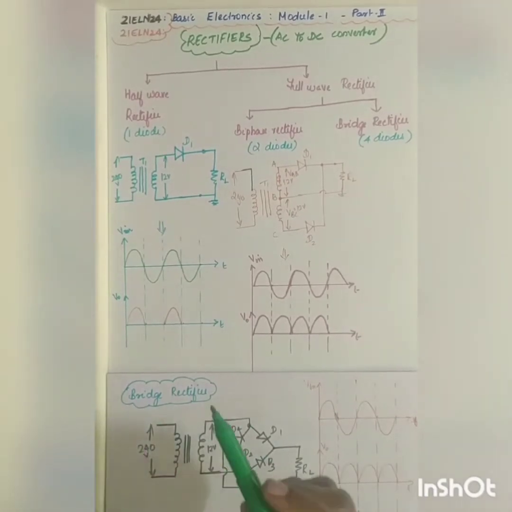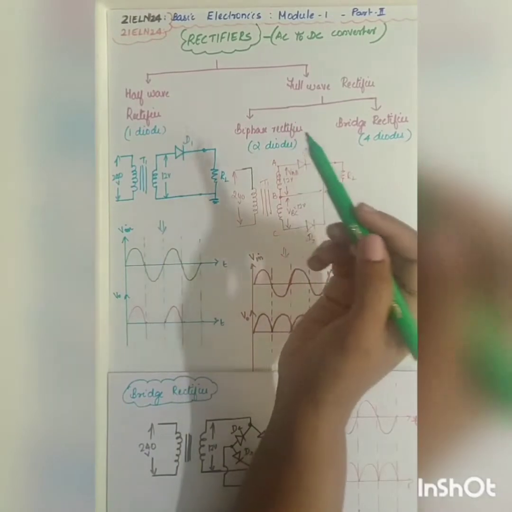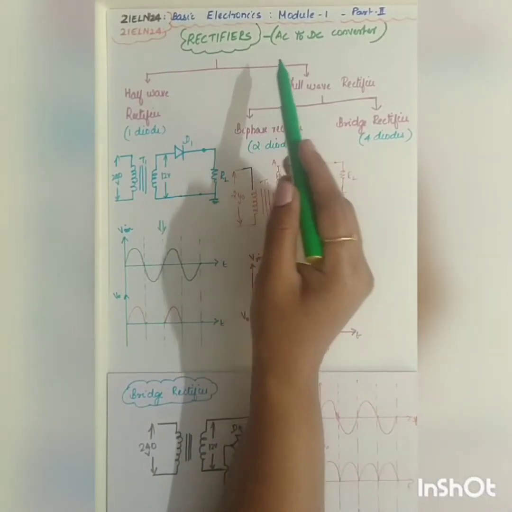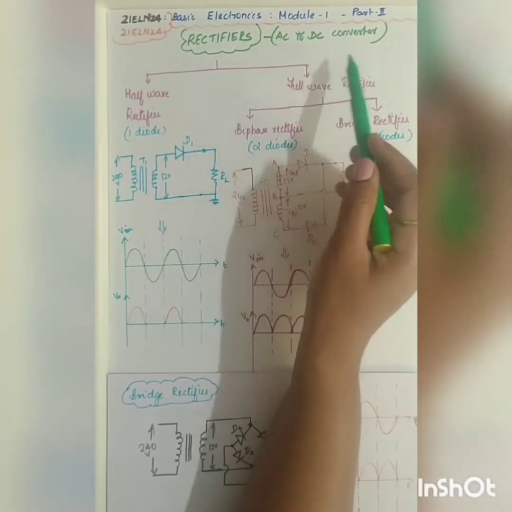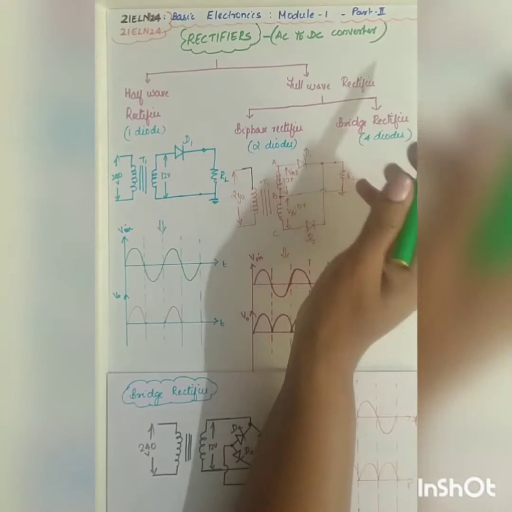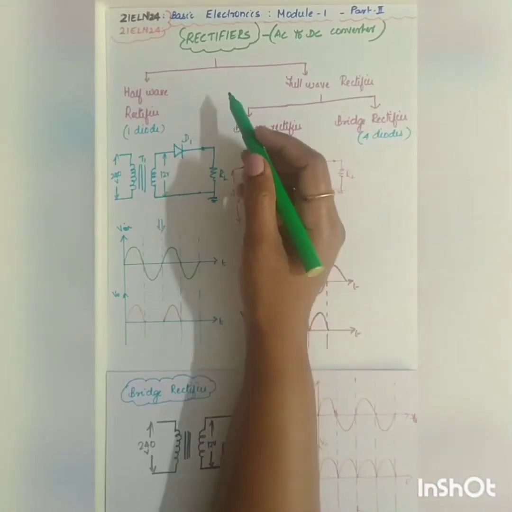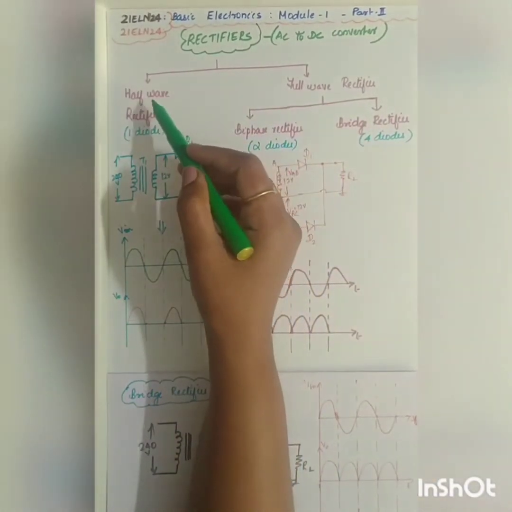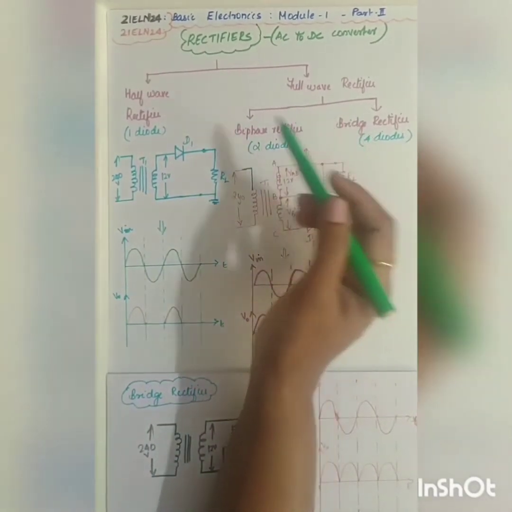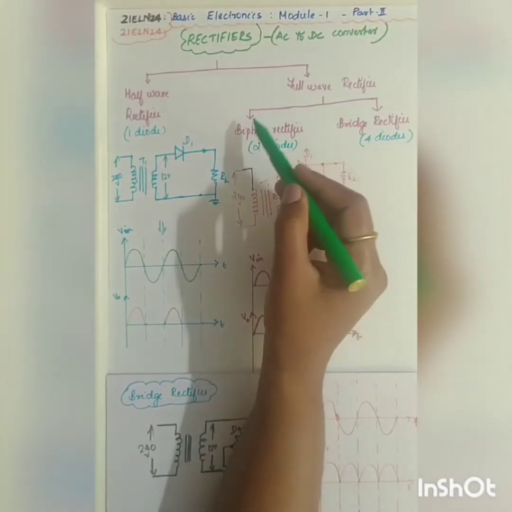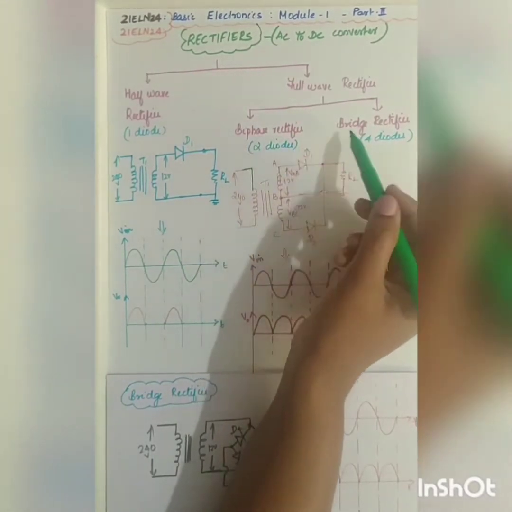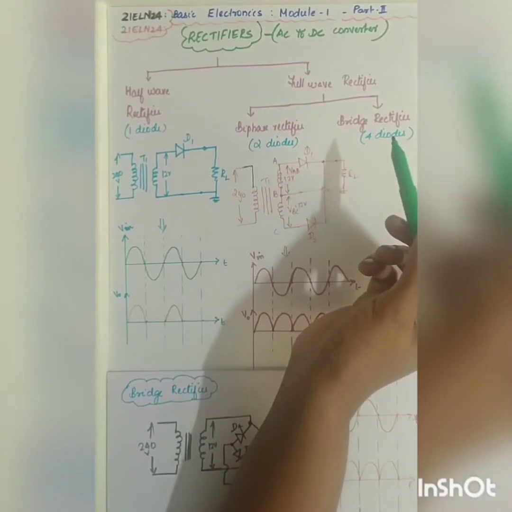Okay. So what is meant by a rectifier? Rectifier, as we have mentioned in the previous video, rectifiers are devices which convert AC signal to DC signal. So it can also be called an AC to DC converter. Basically there are two types of rectifiers. One is called the half wave rectifier and another one is called the full wave rectifier. So full wave rectifier can again be divided into two types. One is your biphase rectifier and the next one is your bridge rectifier.